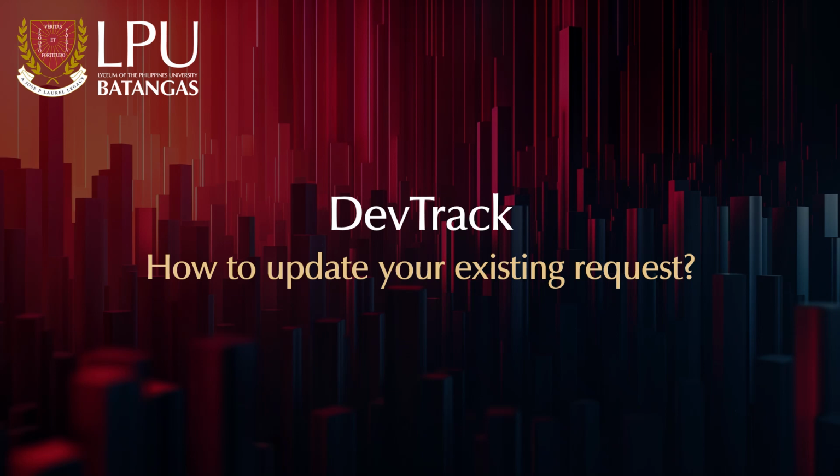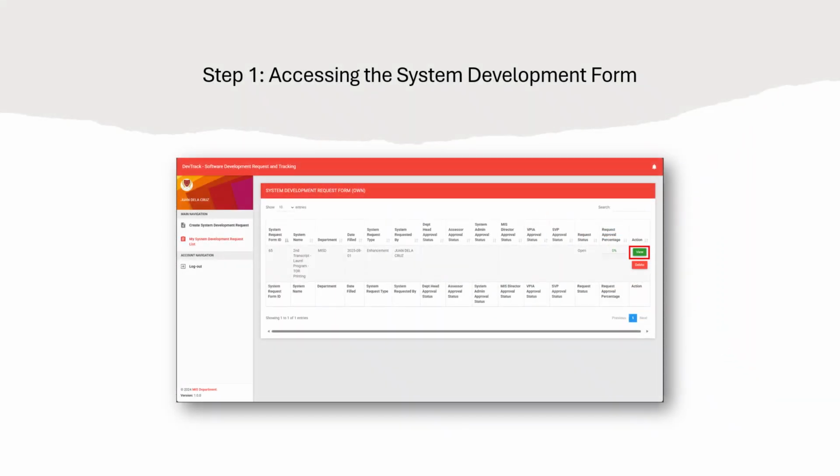Now, let's go through the steps to update an existing request in the system. There may be instances when approvers identify issues with the submitted system development request form. In such cases, they may return the form to the user for revisions based on their comments or remarks. This status is indicated by the request status showing as Open. The requester must then click View to open and edit the form.